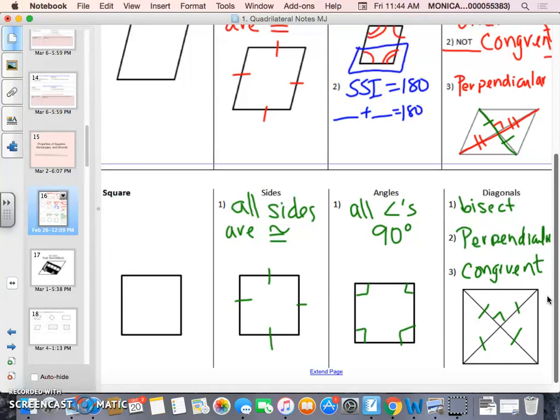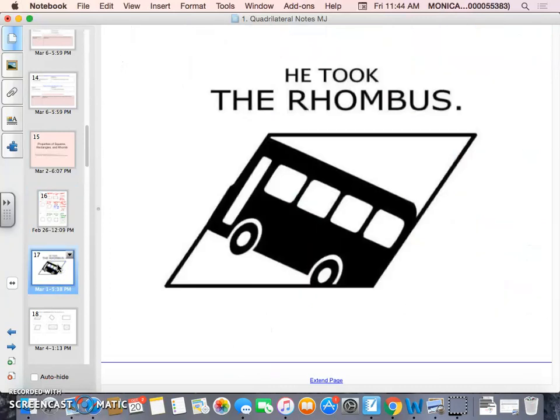So if you wanted to find a missing side, you'd set it up using this formula. If you wanted to find a missing angle, you just know it's 90 degrees. And if you wanted to find a missing diagonal length, you would just set it up that way. Awesome. Make sure you don't take the rhombus.